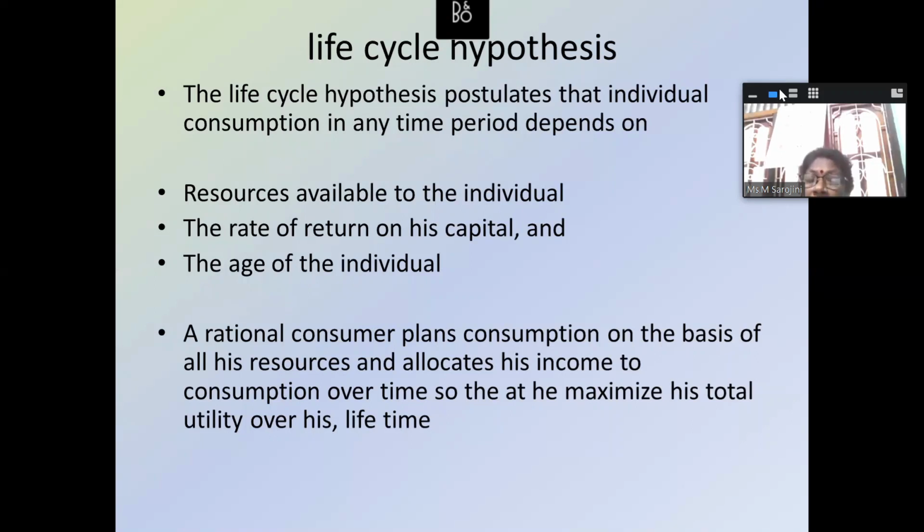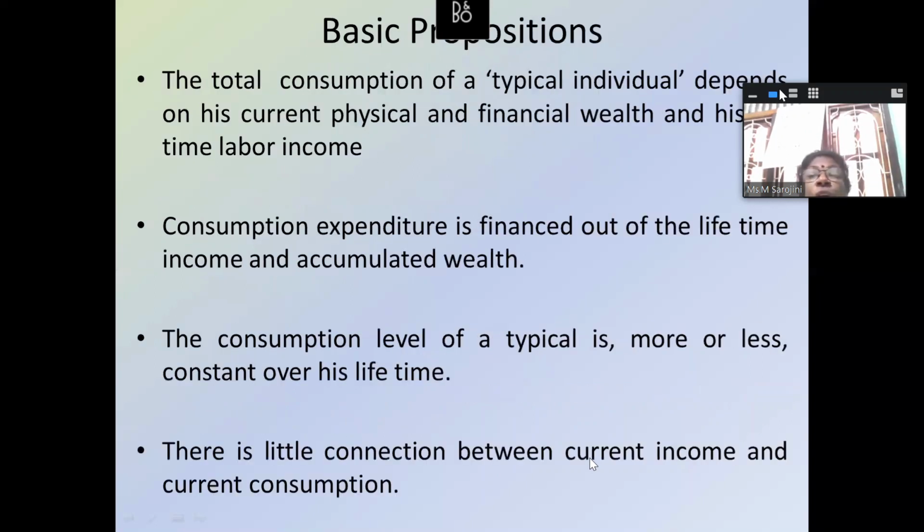Right? That is explained again by this life cycle income hypothesis, and it also explains that a rational consumer plans consumption on the basis of all his resources and allocates his income to consumption over time. So he maximizes his total utility over his lifetime as well. Right? Here we are going to examine how he utilizes that income.